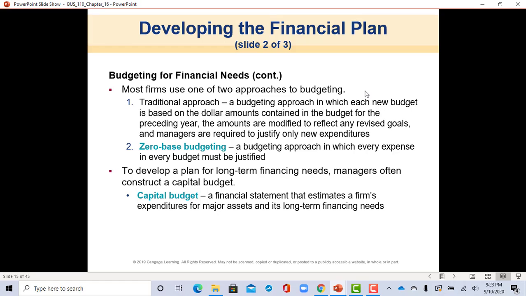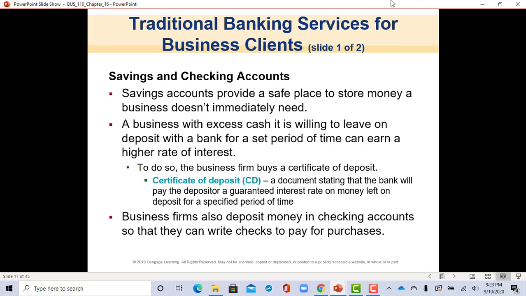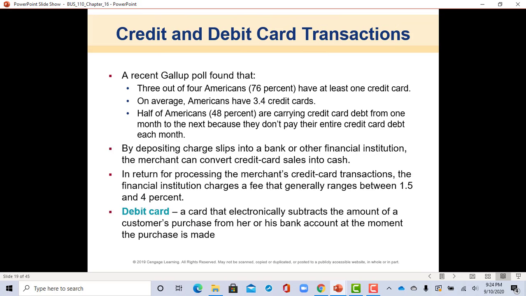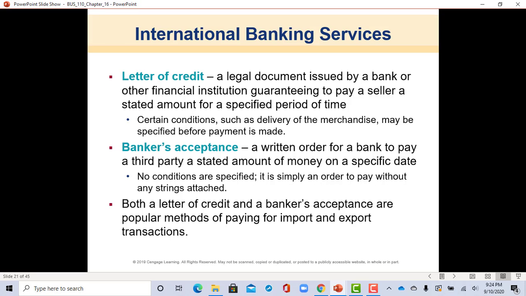Moving on, you're budgeting for financial needs. You're identifying the sources of funds. Moving on, traditional banking services for business clients. We, of course, have savings and checking accounts, just like we do for individuals. We have business loans, both short-term loans and long-term loans. We have credit and debit card transactions, electronic funds transfer systems, a letter of credit, a banker's acceptance.